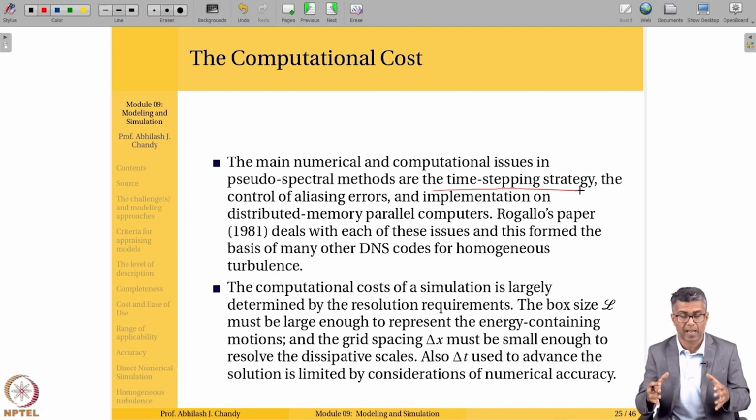to have a box size L that is larger than the integral length scale so that it can contain all the integral length scales in it. Now, one additional requirement is that the grid spacing delta x within this box should be small enough to represent the dissipative scales, to resolve the dissipative scales. In a sense, it should be able to capture the Kolmogorov scale. Finally, there is also a delta t requirement, a time step requirement that should be small enough so that you are temporally accurate.